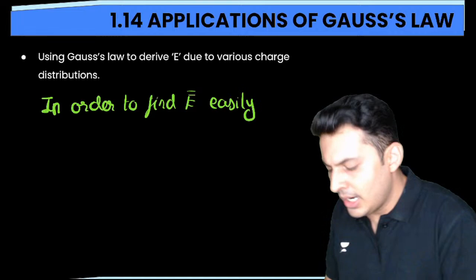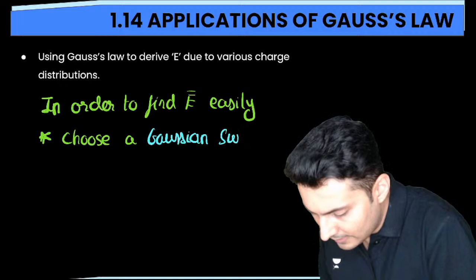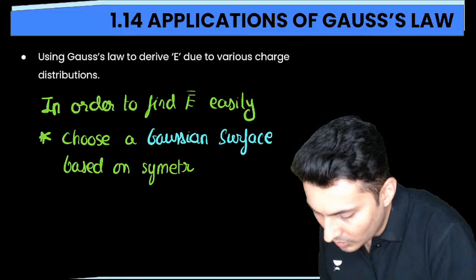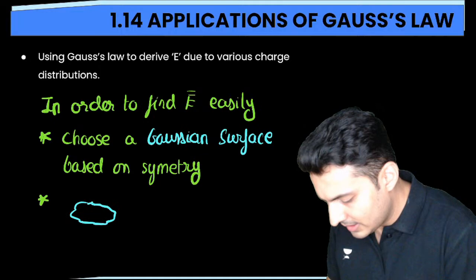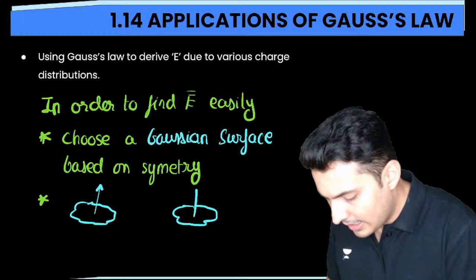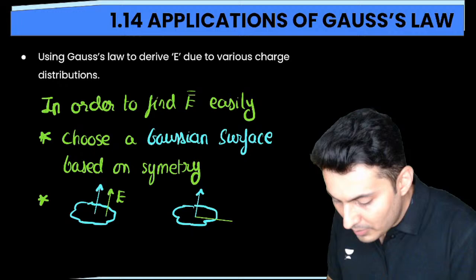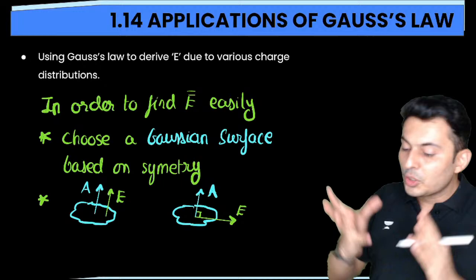First step, choose a Gaussian surface which is based on symmetry. Based on symmetry. Very, very important. Next important thing, it should be such that at certain places your area vector will be in the direction of the field. At certain places, the area vector will be perpendicular to the direction of the field. So both situations are possible, my dear students. In certain places it could be parallel to the field, in certain places it will be perpendicular.